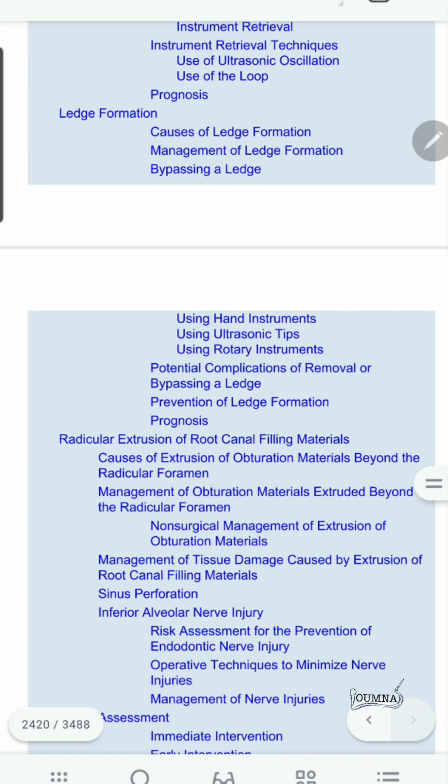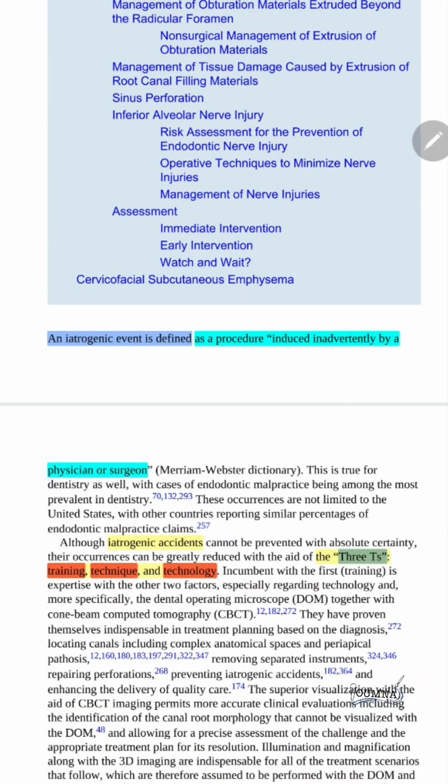Now let's start. What is an iatrogenic event? It is a procedure induced inadvertently by a physician or a surgeon, which means it's a mistake that happens when the physician is doing the endo treatment. To prevent iatrogenic accidents as much as possible, we follow the 3 T's rule: training, technique, and technology.